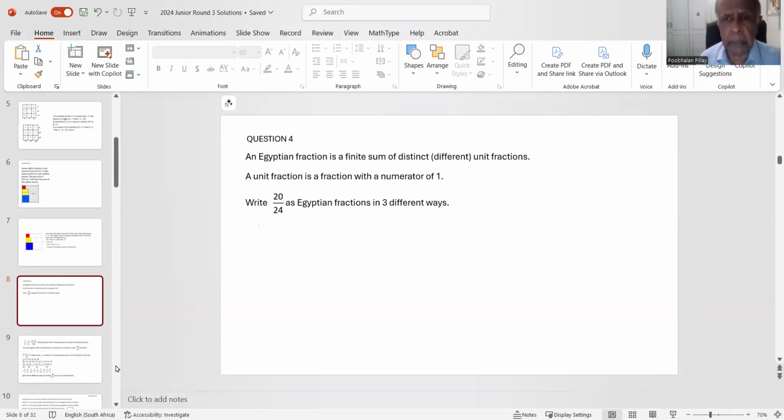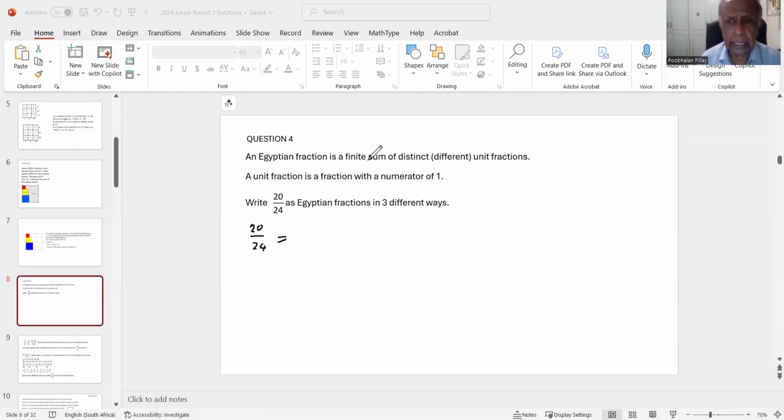Question 4 says an Egyptian fraction is a finite sum of distinct unit fractions. A unit fraction is a fraction with numerator 1. All right, so an Egyptian fraction is a finite sum of distinct unit fractions. So write this as Egyptian fractions in 2 different ways. So what have I got? I've got 20 over 24. I want to write it as an Egyptian fraction.